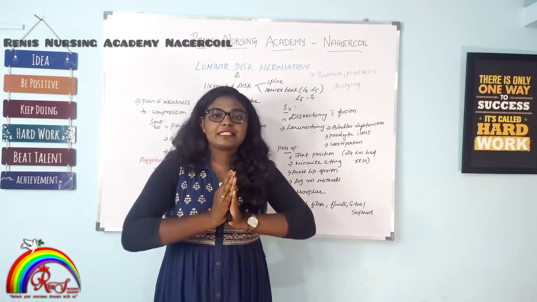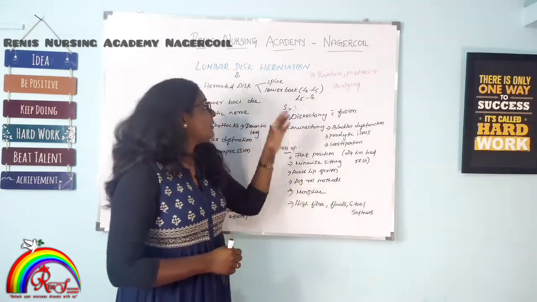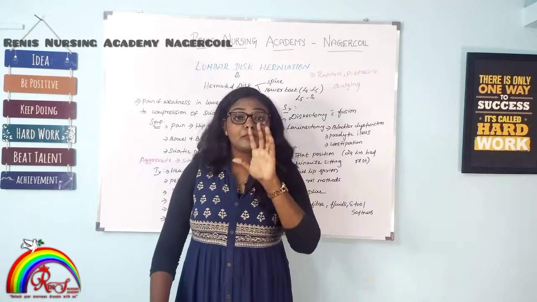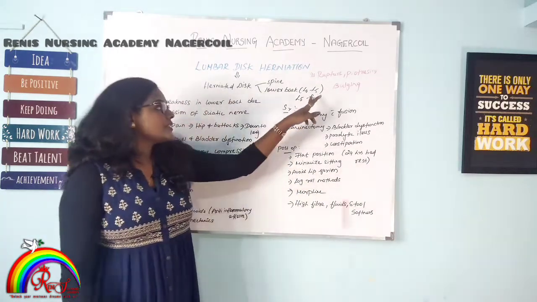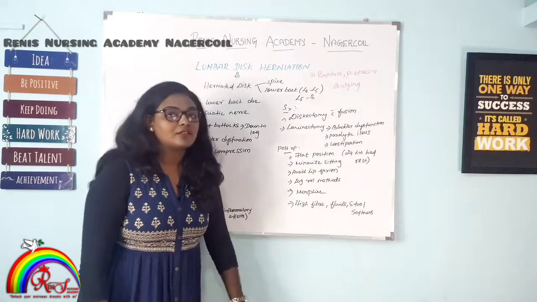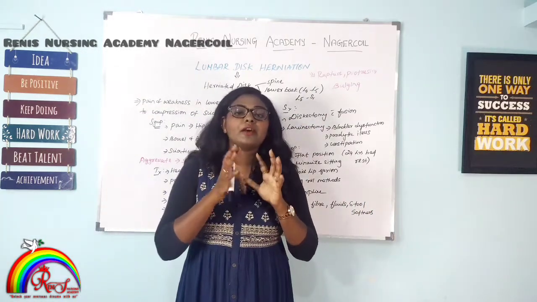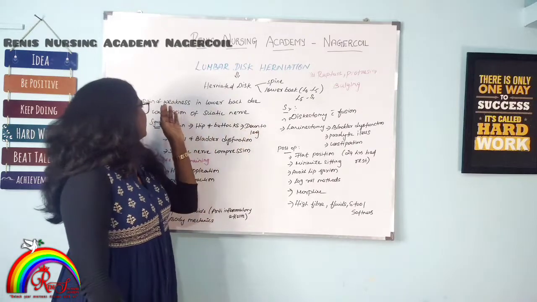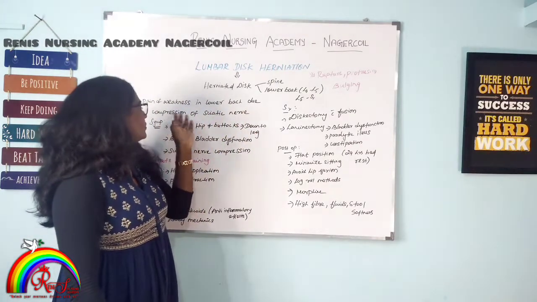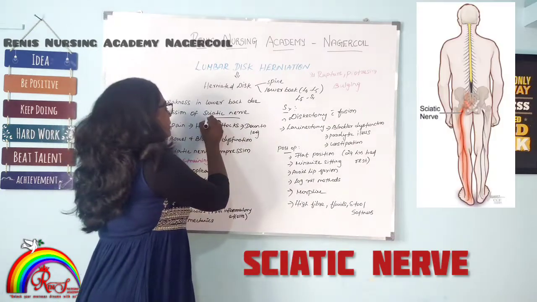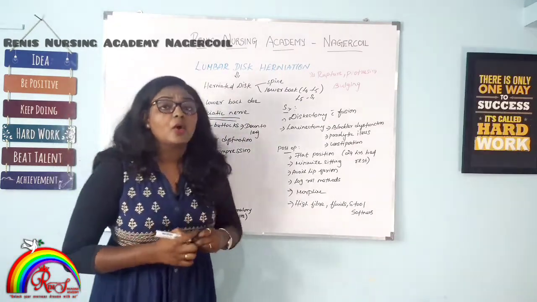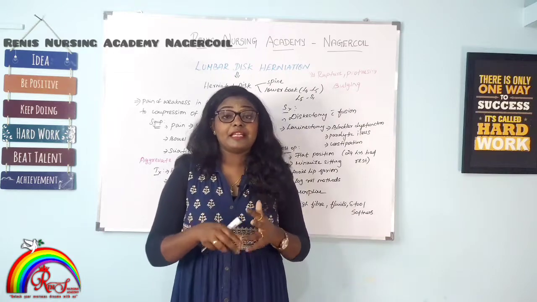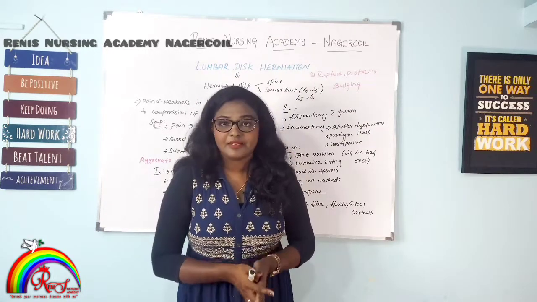So first, let me start with where it occurs. Commonly it was mentioned that it can occur at any place of the spine, but the most common place mentioned is L4 to L5 or L5 to S1. So this is the most dominant or most common area where this particular problem can occur. The definition is pain and weakness in the lower back due to the compression of the sciatic nerve. You already know that the nerve that is passing is called the sciatic nerve. This is also one of the main common reasons for developing lower back pain and sciatica.